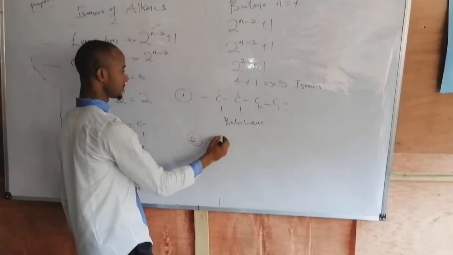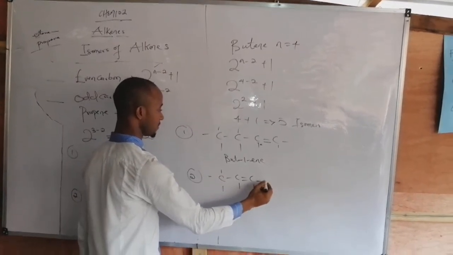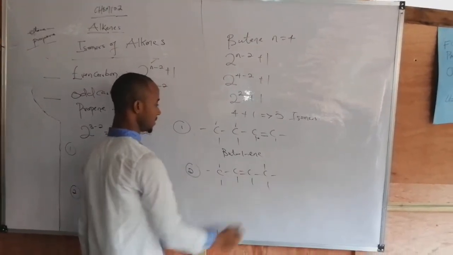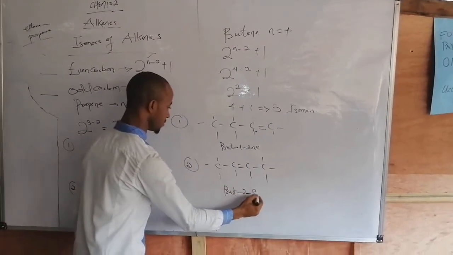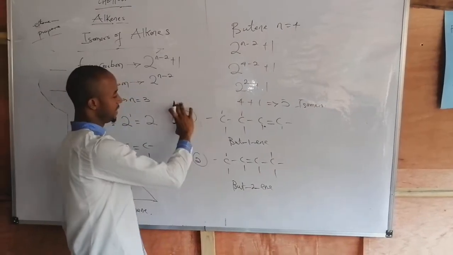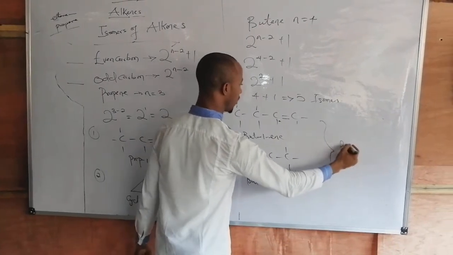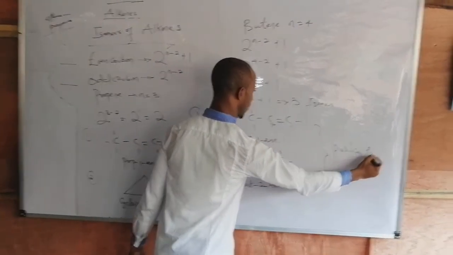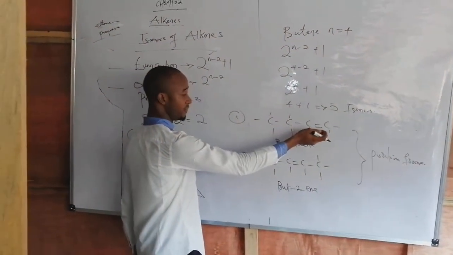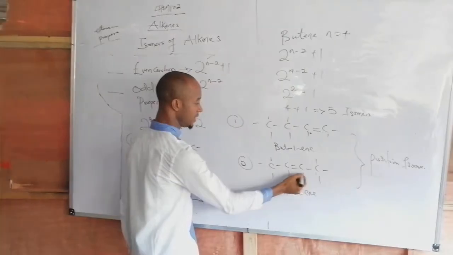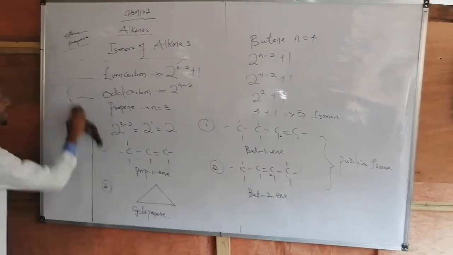This is but-2-ene. So these two isomers are called position isomers. Why? Because there's a change of position of the double bond, from 1 to 2. So this is but-1-ene, and this is but-2-ene.